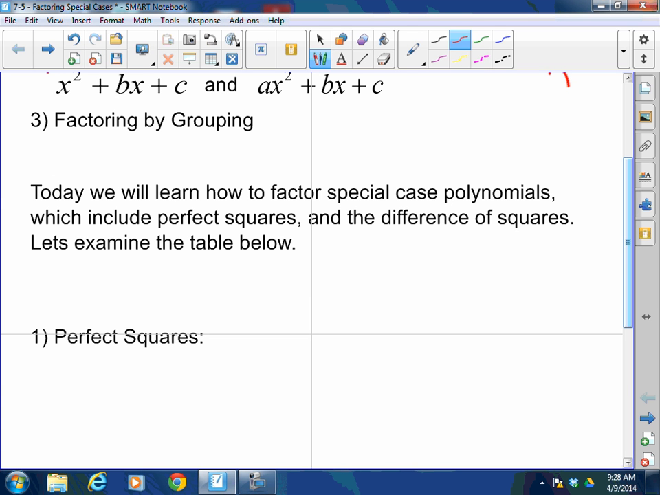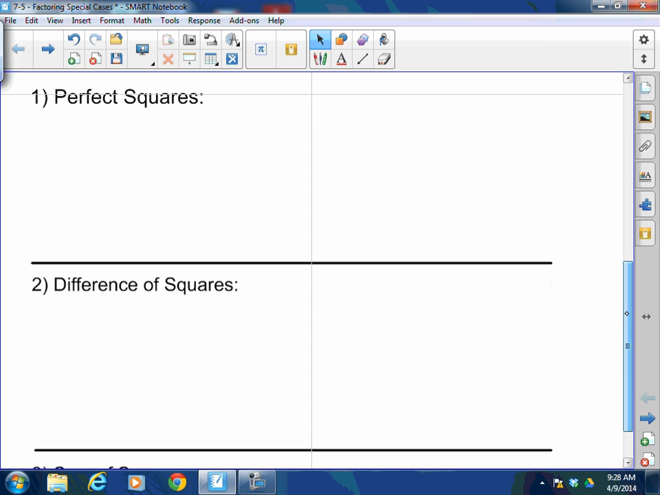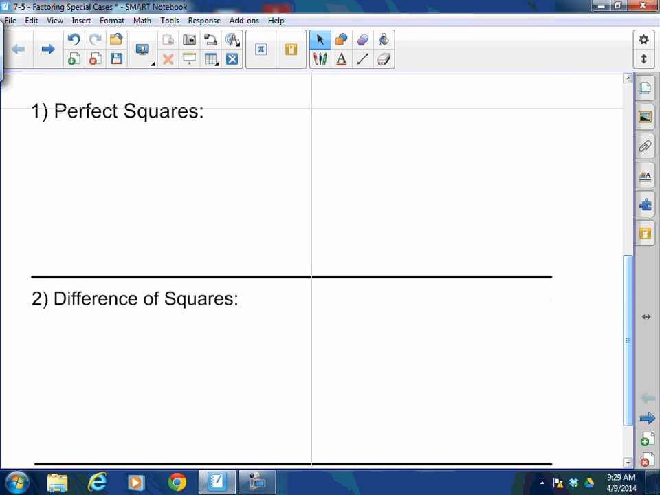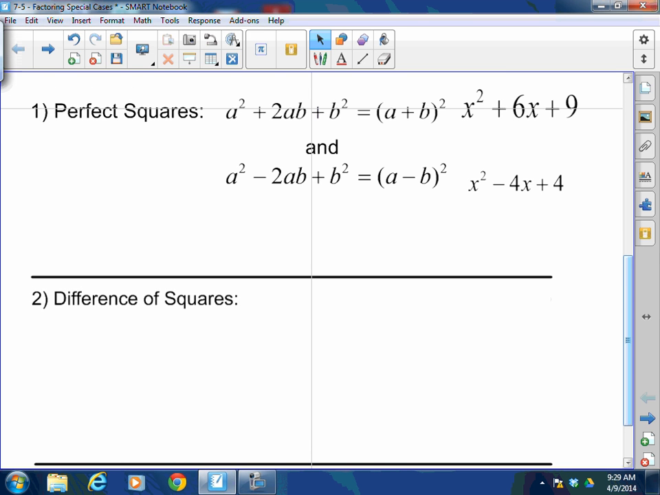Today we'll learn how to factor special case polynomials, which include perfect squares and the difference of squares. Let's examine the table below. Perfect squares. Perfect squares are in the form of a squared plus 2ab.